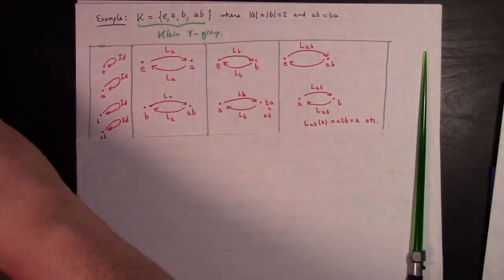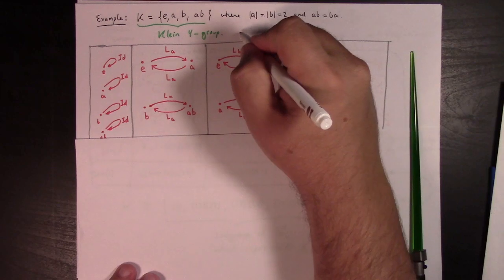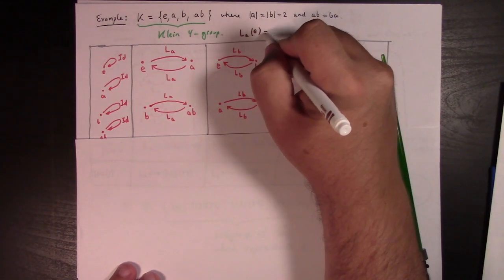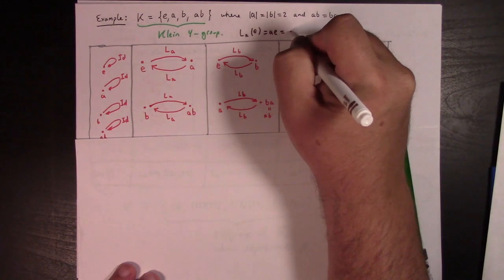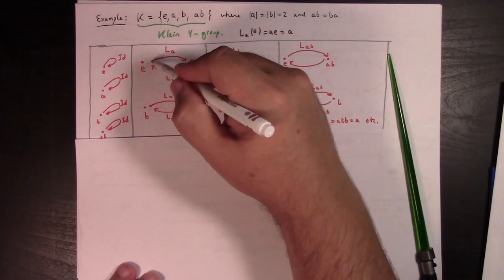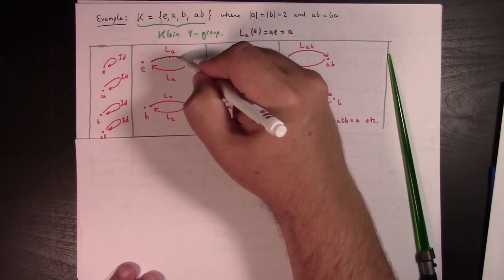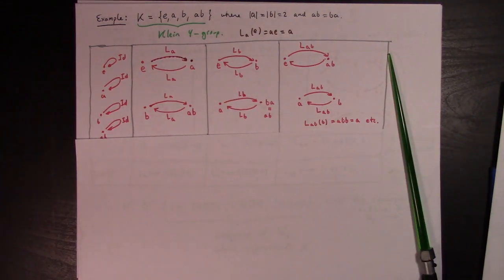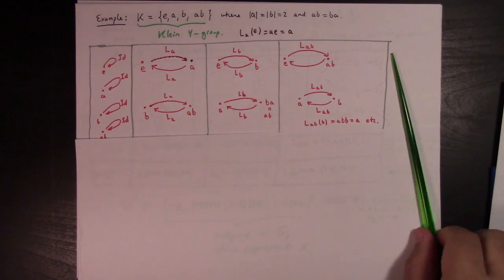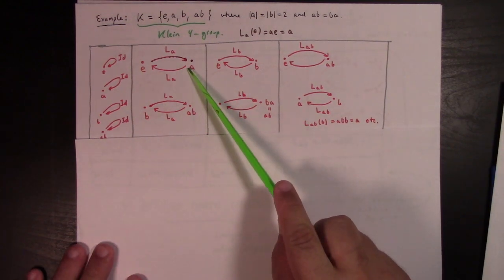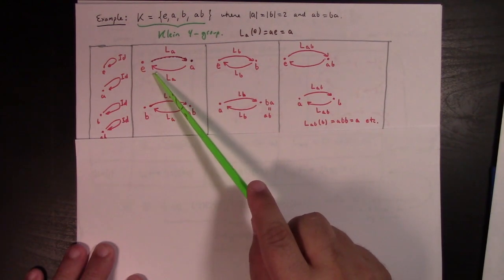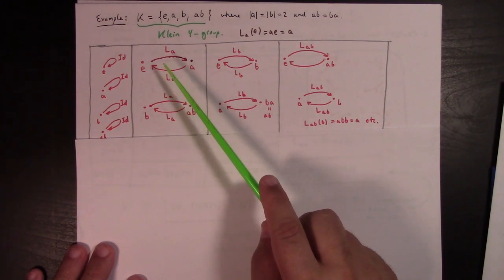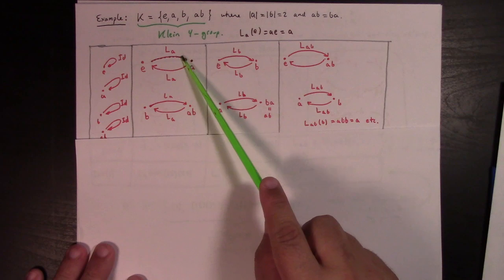Let me write it in a different color. So just to be dumb about it, L_A of E is equal to AE, which is equal to A. That is how I get from here over to there. All right? And then I multiply by A again, and L_A of A is A squared, but A squared is the identity in the Klein 4 group, and so I got this little picture.